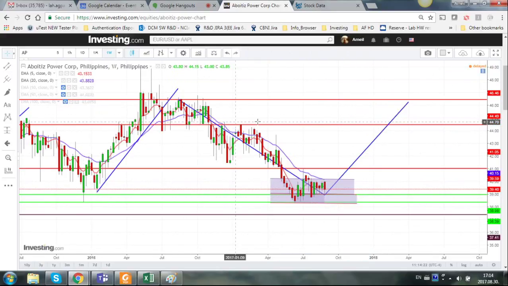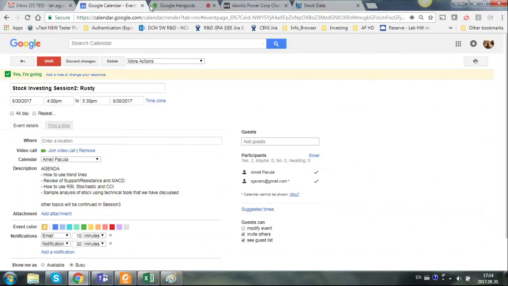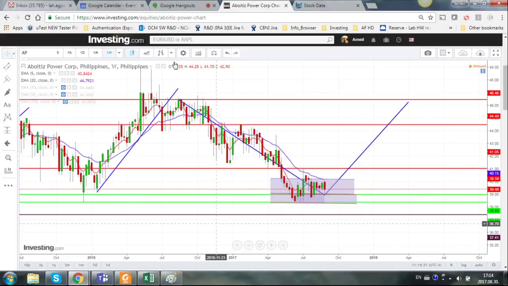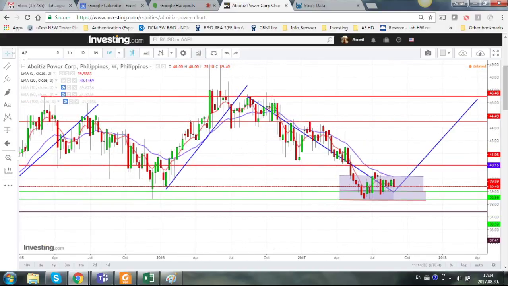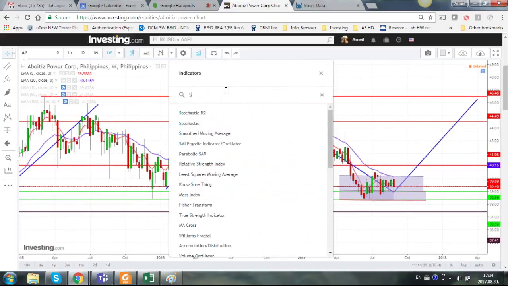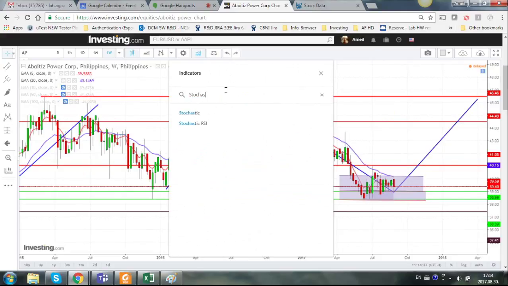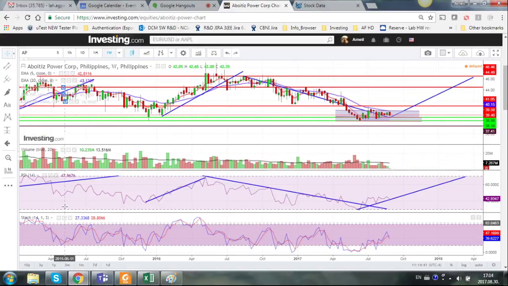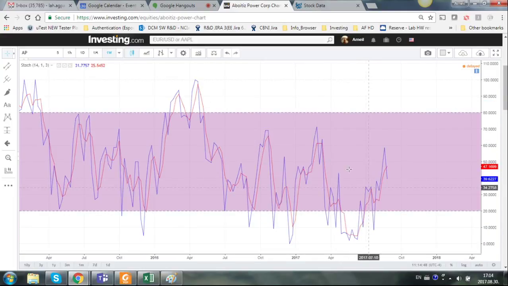So, yun ang RSI. Next is stochastic. Stochastic is almost the same with RSI, but it's a more accurate indicator than the RSI. So, okay, delete ko naman yung RSI.